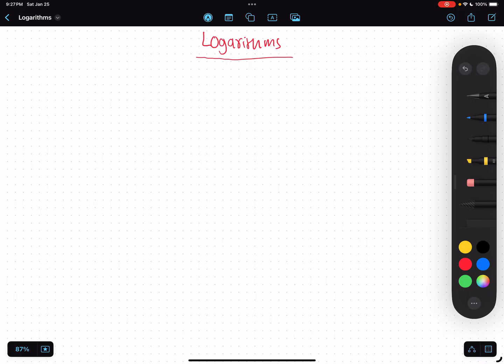Today we're going to start with an extended mathematics topic called logarithms, and we're going to talk about logarithms, the rules of logarithms and natural logarithms. So let's get started. The first thing we're going to talk about is the general form of logarithms.